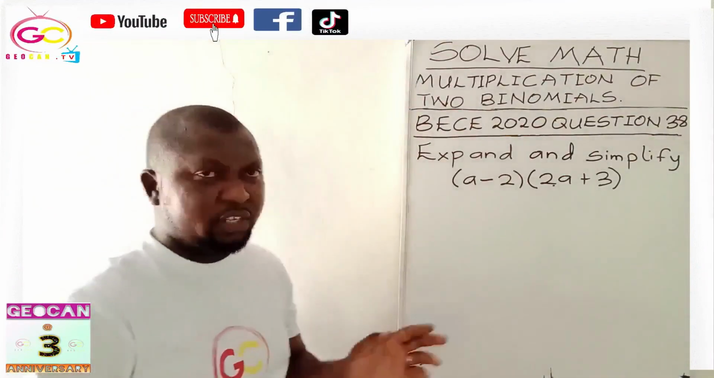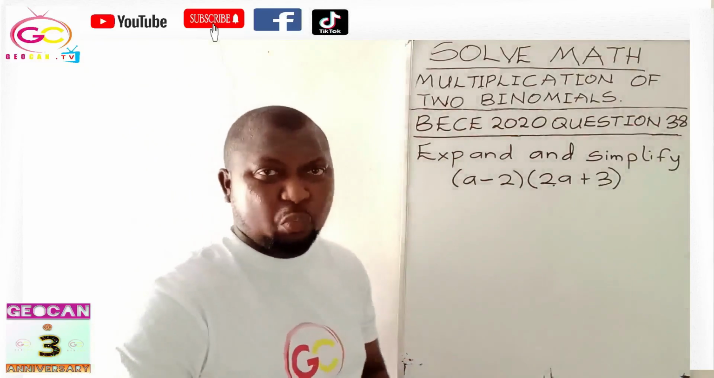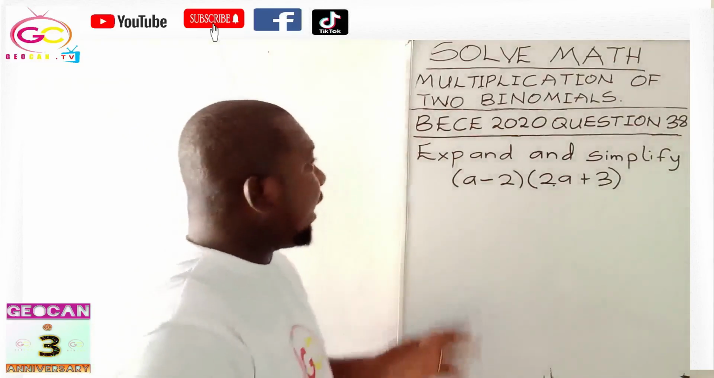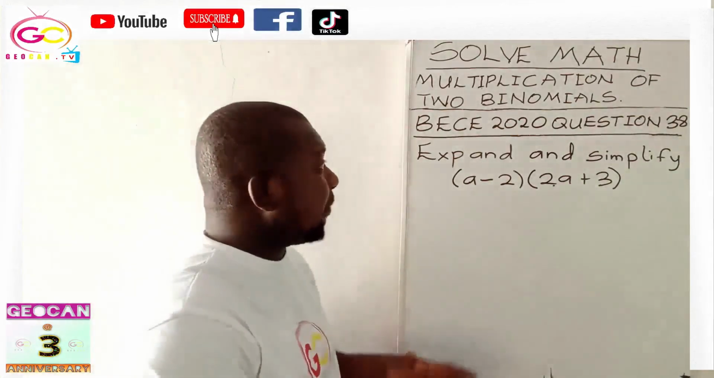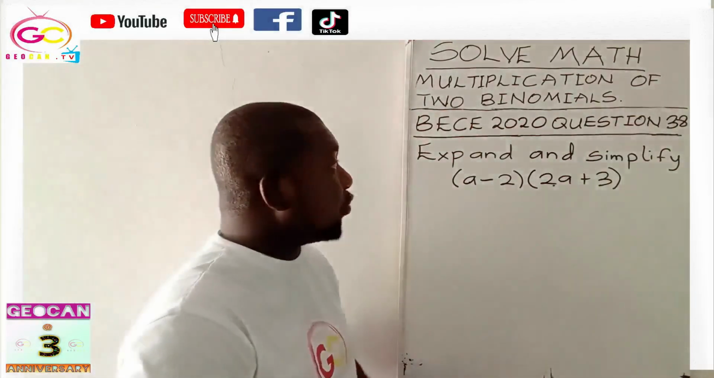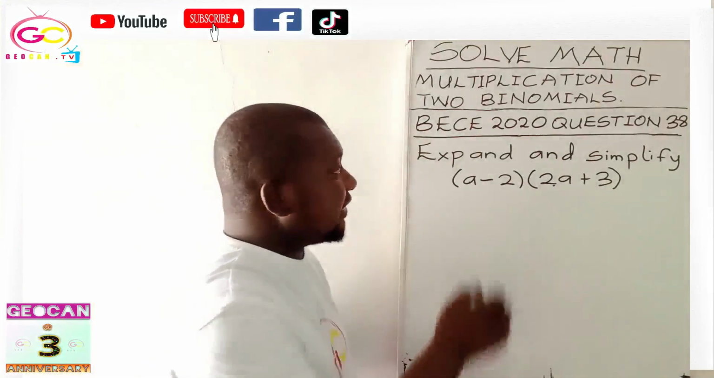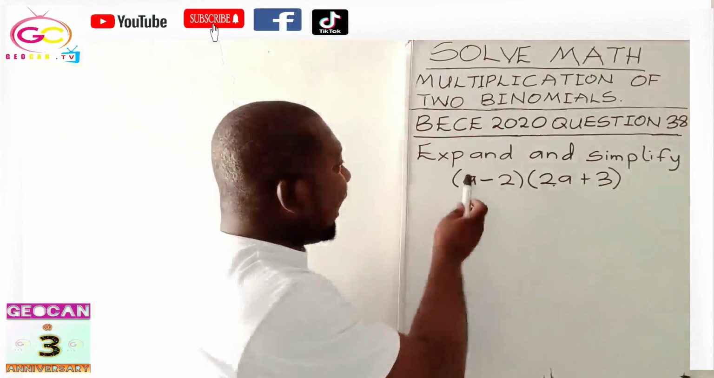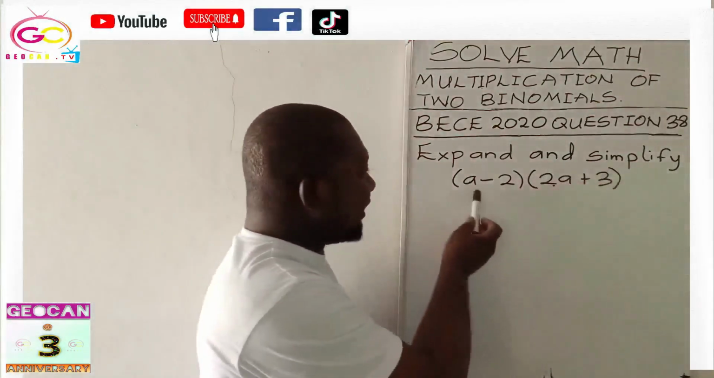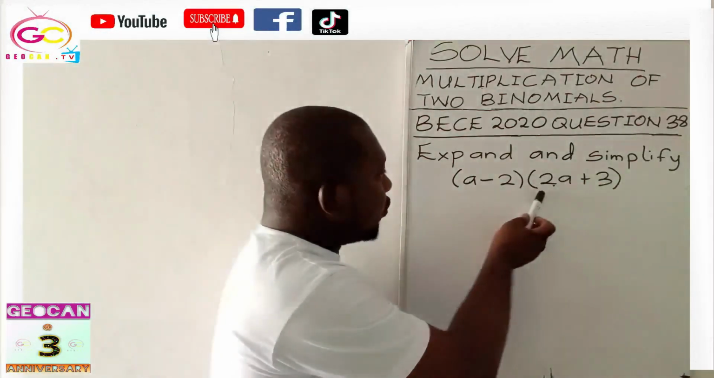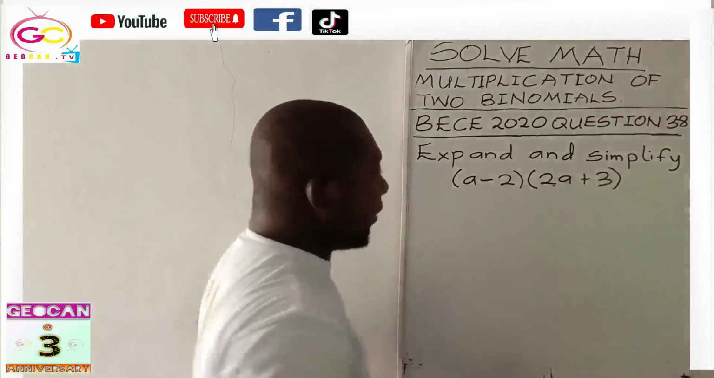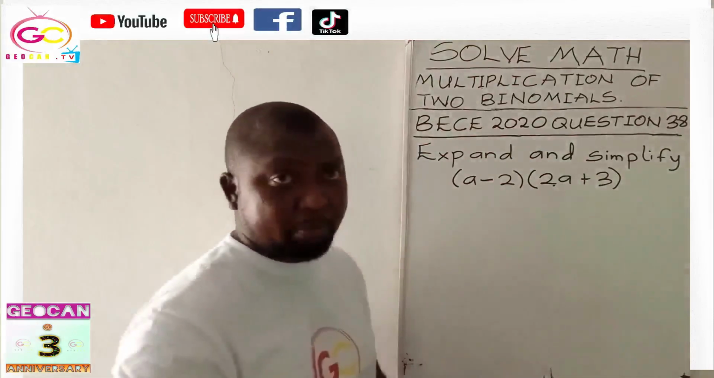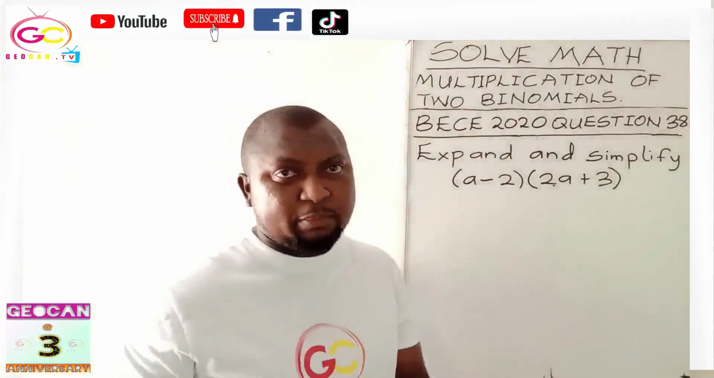Quickly, let's go to the board and solve this particular past question on multiplication of two binomials. This is a Basic Education Certificate Examination question for the year 2020, question 38. Pay critical attention here. Expand and simplify (a - 2)(2a + 3). Expand and simplify means we are supposed to multiply and break it down. That is what is meant by simplify.